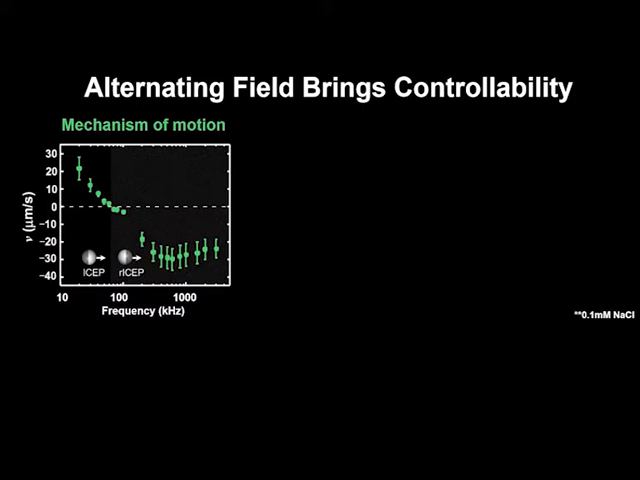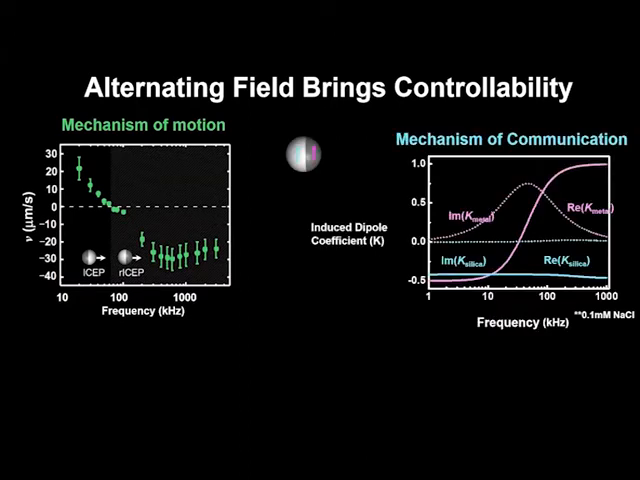The best part of the system is the controllability of the particle motion and the interactions brought by the alternating electric field. Here on the left, I'm showing the change of speed and direction of the motion with increasing frequency of the AC electric field. And on the right, I'm showing the induced dipole coefficient dependence on frequency. The pink curves here are the imaginary and real part of the metal hemisphere. And we can see the dramatic change in sign and magnitude as we increase the frequency. And on the other hand, we can see the dielectric hemisphere doesn't really change much.